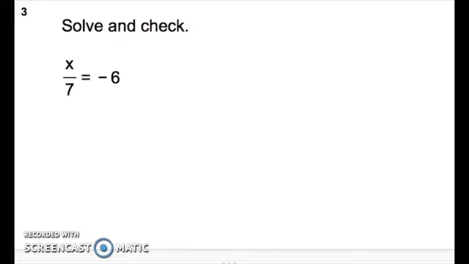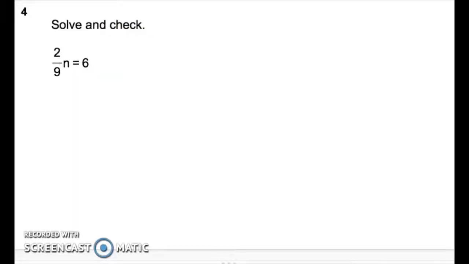Number 3, we have x over 7 equals negative 6, and we're solving. Since the 7 is below the x, it's being divided, so we cross out the 7, bring it to the other side, and multiply. Since that's the opposite of dividing, we multiply to negative 6. Negative 6 times 7 is negative 42, so the answer is going to be negative 42.